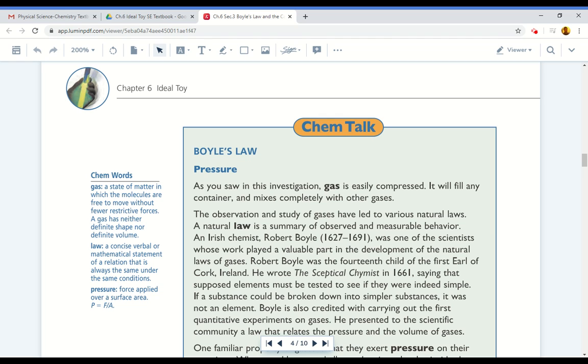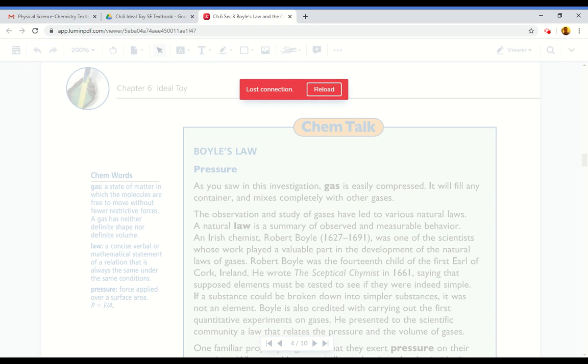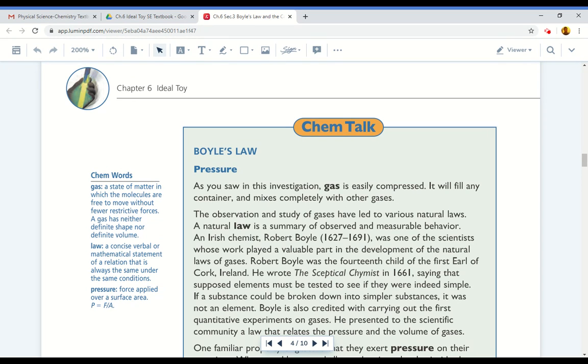Section 3. Boyle's Law and the Cartesian Diver. Chem Talk. Boyle's Law. Pressure. As you saw in this investigation, gas is easily compressed. It will fill any container and mixes completely with other gases.